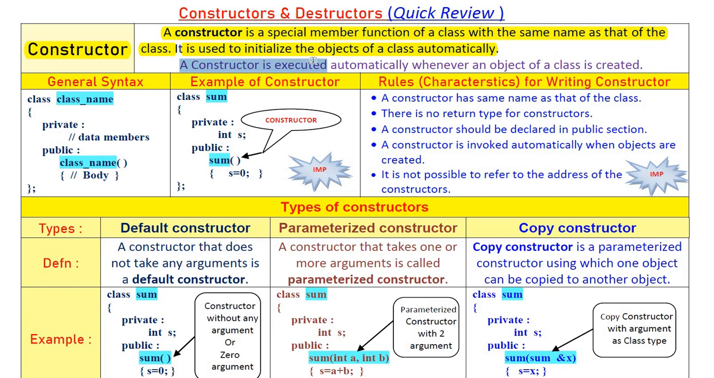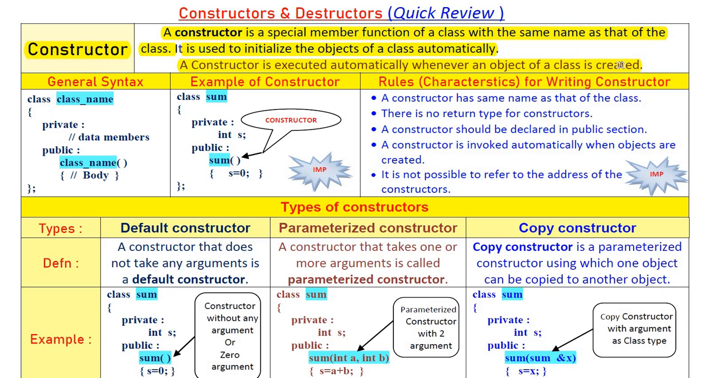So a constructor is executed automatically when an object of a class is created. So it is not necessary to call constructor function explicitly. So constructor function will be called automatically when object of a class is created. So a constructor is executed automatically when an object of a class is created.